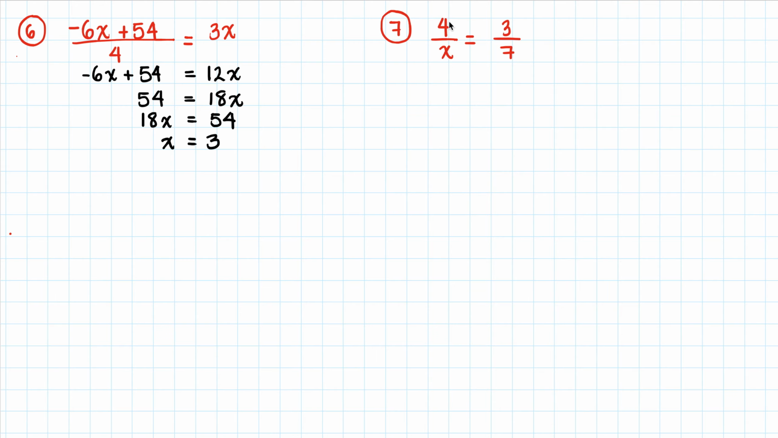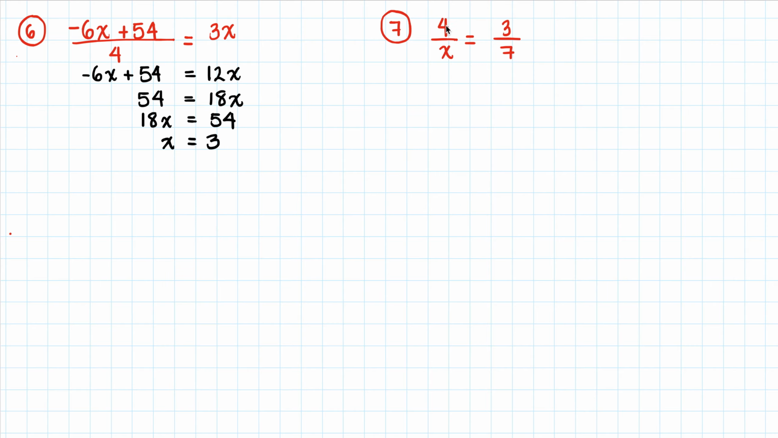Okay, girls, so we have 4 divided by x equals 3 divided by 7, or 4 over x is equal to 3 sevenths. And you might be thinking, oh, how am I going to solve this? Now, we can do it a long way, but we can use what we learned last lesson: to undo a fraction, we just have to multiply by its reciprocal.